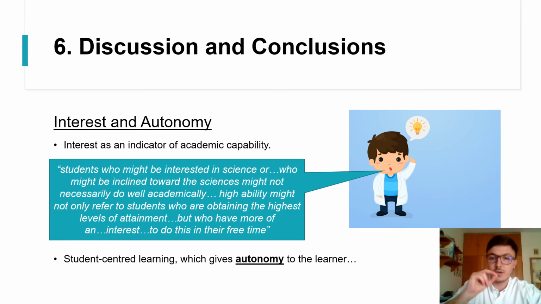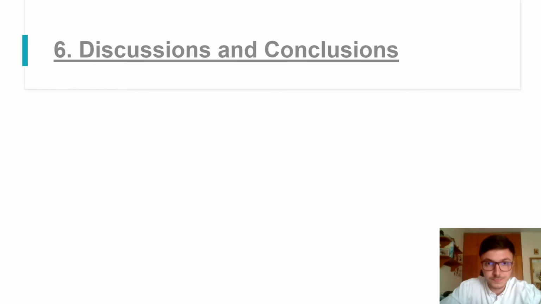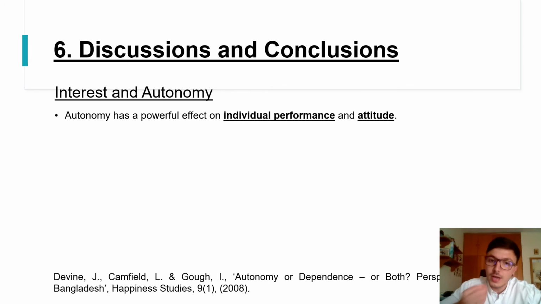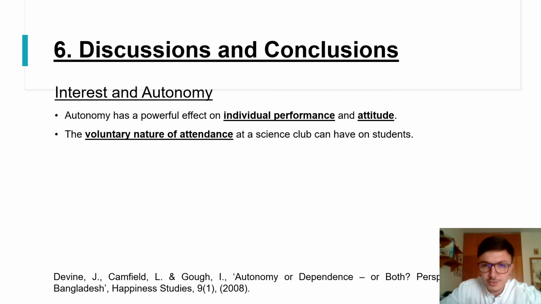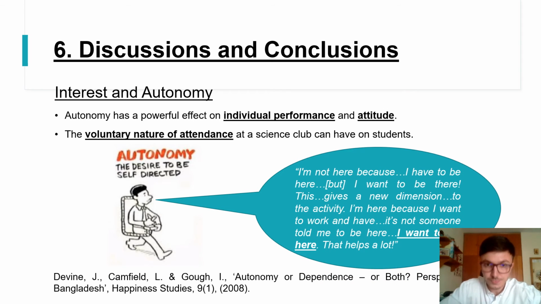Student-centered learning gives autonomy to the learner. The research has even shown how autonomy has a powerful effect on individual performance and attitude. The voluntary nature of attendance at a science club can have a real role to play in this. Autonomy. I'm not here because I have to be here, said one teacher, describing the attitude of students, but because I want to be here.